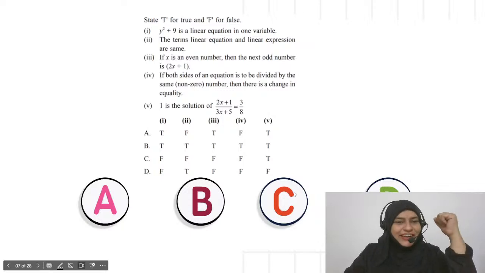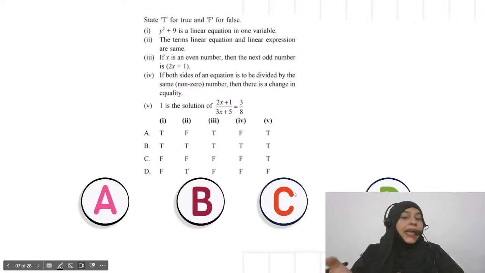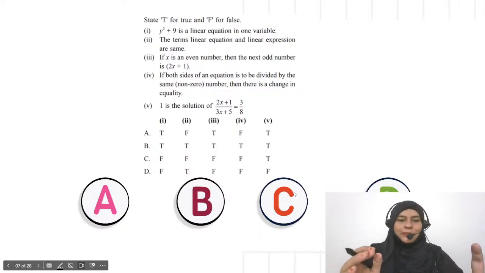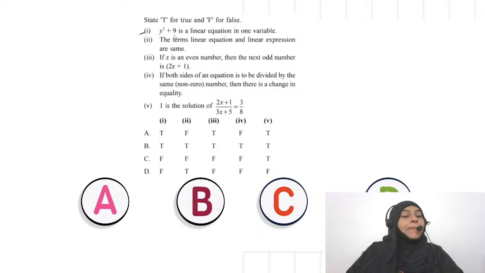Now, it looks different. Now they are asking to state T for true and F for false. Here we need to check each part. So let's try to understand each one of them one by one, so you will understand it better. In the first part, they are saying y square plus 9 is a linear equation in one variable. What does it mean? Linear equation, and what does it mean, one variable? What do you think, all of you?